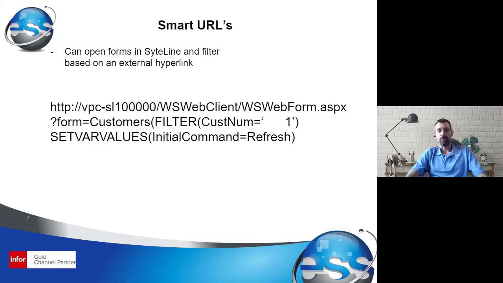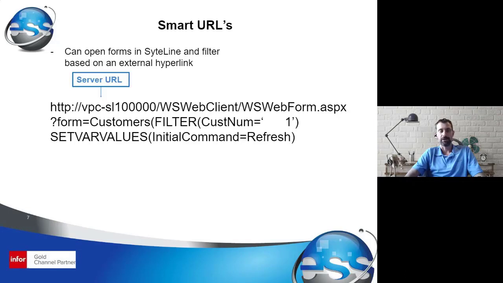Now we have smart URLs. This is a way to have shortcuts or links to specific forms and specific data sets within CSI. Because CSI is web enabled, it's going to run in a web browser, so this is essentially a URL that we can use to pass in parameters to the application automatically. It may look a little bit daunting, but it's actually pretty simple. There's a few components to this URL.